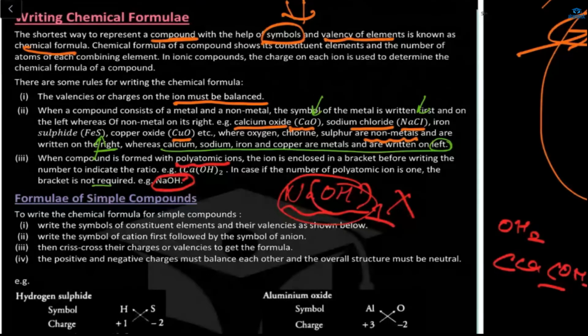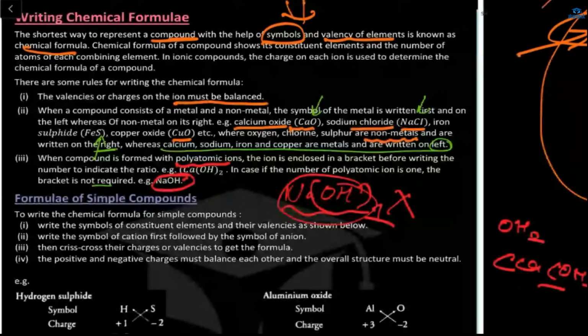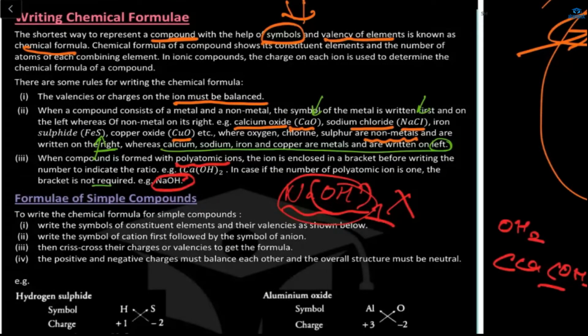Shazan and Arham, any doubt here? So these are the ways of writing a chemical formula. The metal and non-metal should be balanced, and you have to put a bracket if your polyatomic ion is more than one.